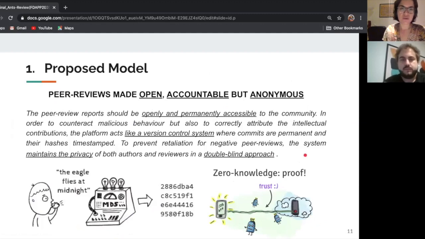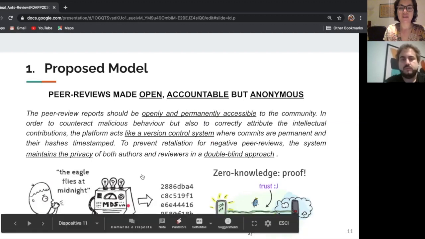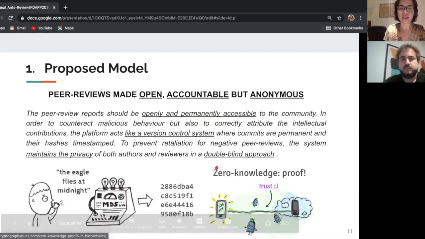Finally, we want peer reviews to be open, accountable, but anonymous. This means that we want to combine the two good aspects of the most recent models of peer review, which are the double-blind approach and the open report approach. And our idea is to do this by making the platform act like a version control system through cryptographic hashing, and also by protecting the privacy of the transactions between the agents with zero-knowledge proof.